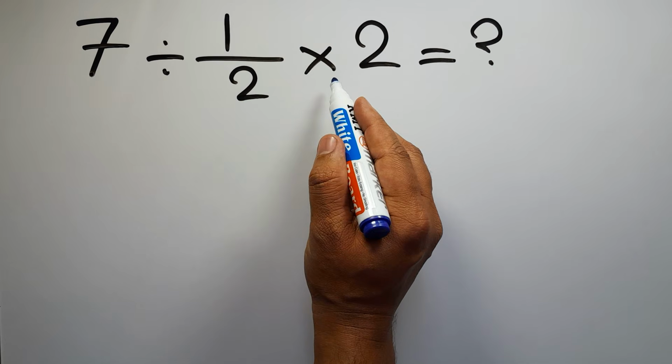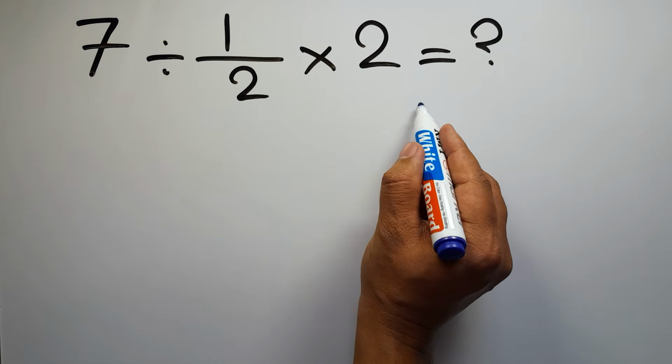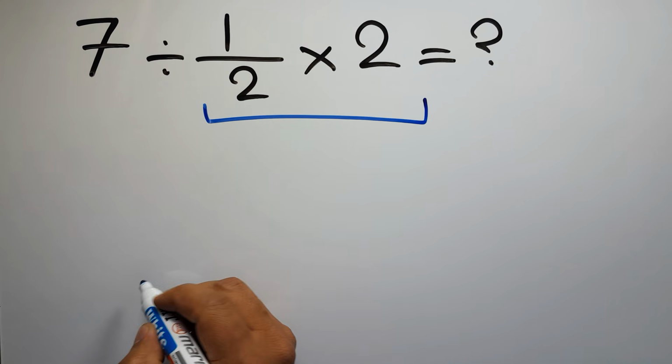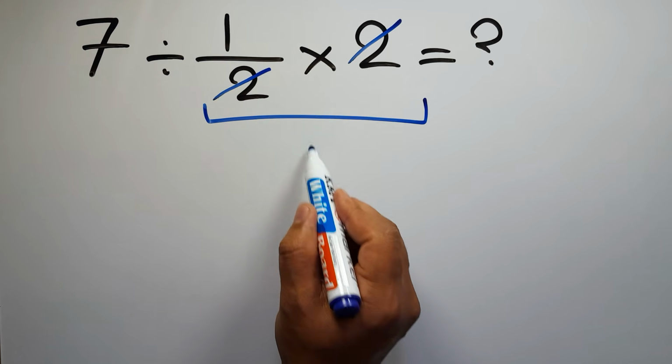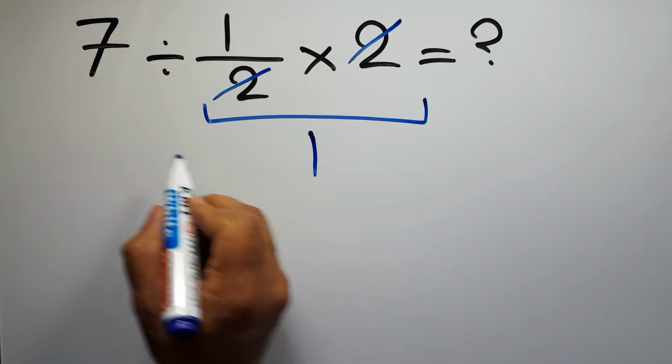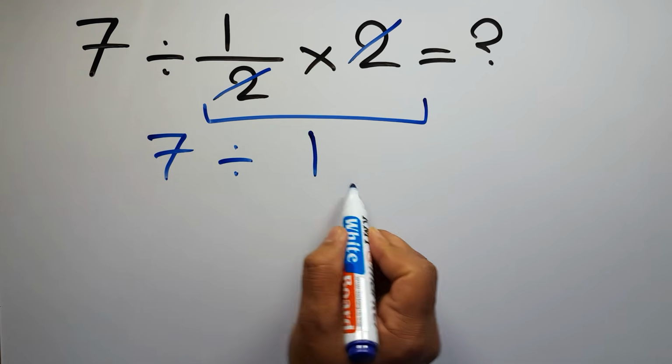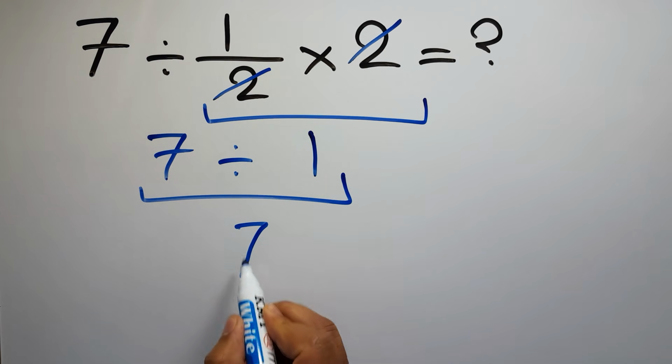First, we do this multiplication, 1 over 2 times 2. We can easily cancel this 2 and this 2, so here we have just 1. And the 7 divided by 1 is just 7.